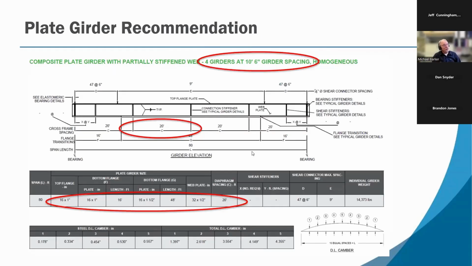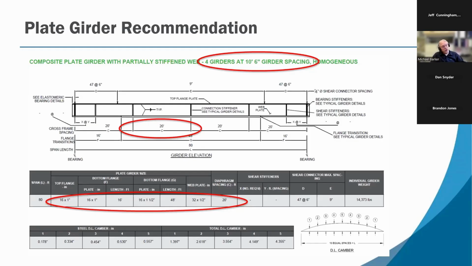It also gives us that plate girder solution. It also says 4 girders at 10'6", still a 20-foot diaphragm spacing. And then it optimizes our section, right? It has a singly symmetric section where we put a top plate of a 16 by 1. Bottom plate starts with that for a while, then goes to a 16 by 1/2, then goes back to the 16 by 1, and it has a 32 by 1/2 inch web. And it saves us some weight. We see this one only weighs 14.3 or 14.4 thousand pounds.